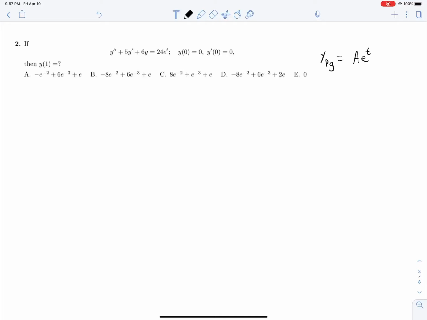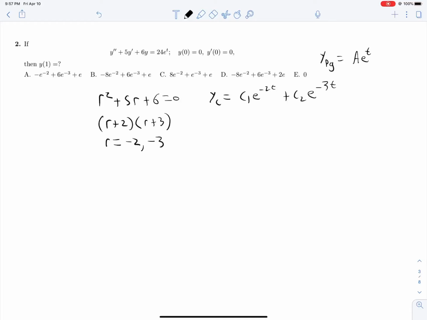But that said, I shouldn't have erased that. r squared plus 5r plus 6 equals 0. We're going to need our characteristic solution because we are solving for y of 1, not yp of 1 or yc of 1. So we're going to need these. This will be (r plus 2)(r plus 3). So r is equal to -2 and -3. So we know that yc is c1 e to the -2t plus c2 e to the -3t.